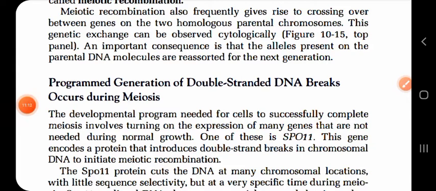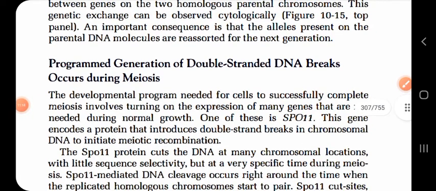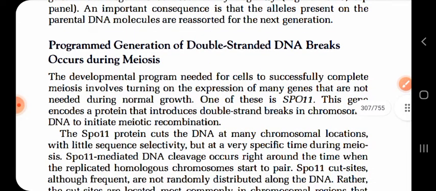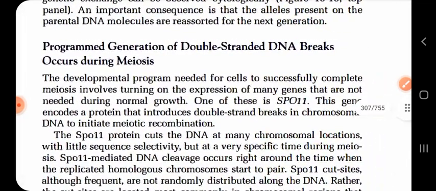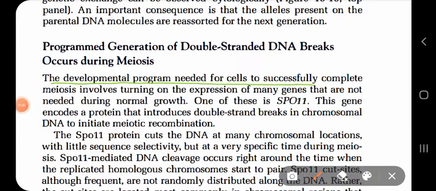Now let us see how homologous recombination, specifically the homologous recombination that occurs during meiosis, occurs. It says that the developmental program needed for the cells to successfully complete meiosis involves turning on the expression of many genes that are not needed during normal growth, and one of these is SPO11. So SPO11 is one of the genes, and this gene encodes a protein.